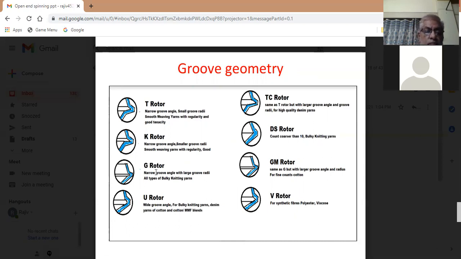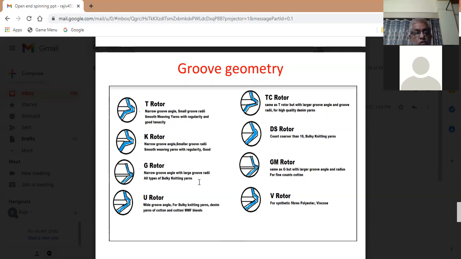Then comes G rotor. It is having narrow groove angle with large groove radii, and this is generally used for all types of bulky knitting yarns. In the knitting yarns, we require some bulky yarns where the diameter of the yarn is more. So this G rotor is having narrow groove angle with large groove radii, which results in the bulky yarns.